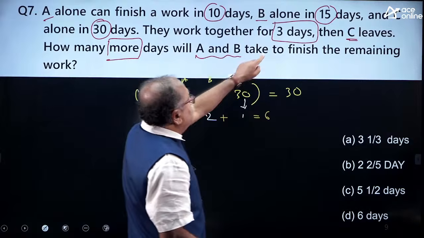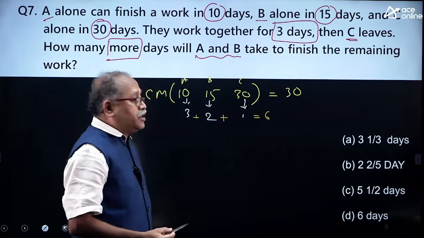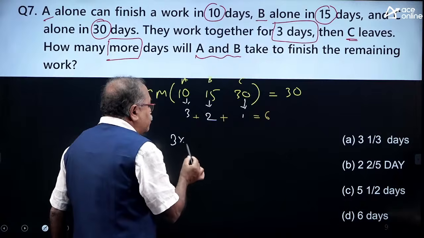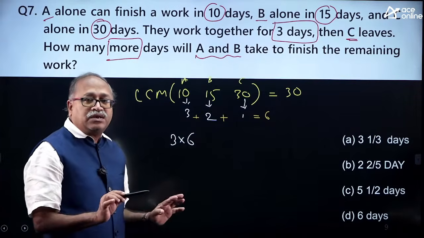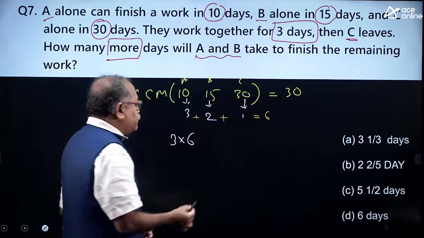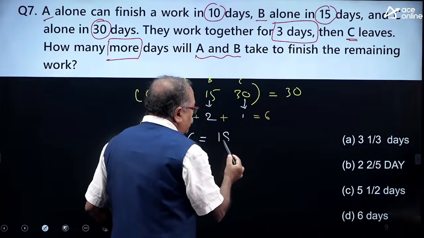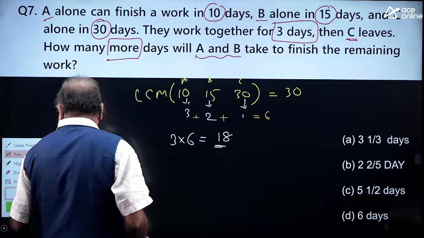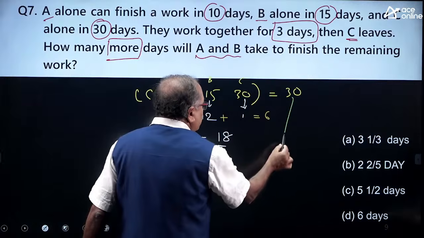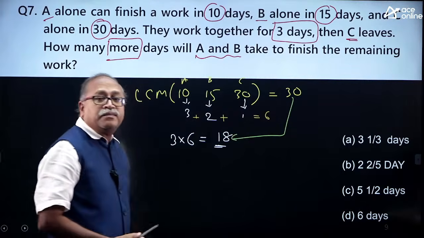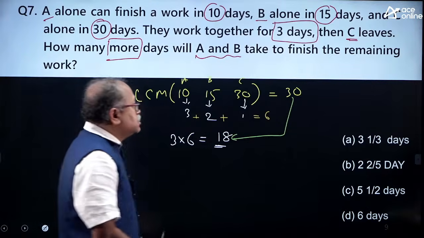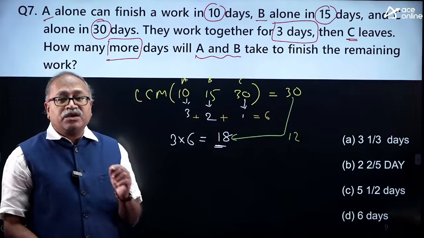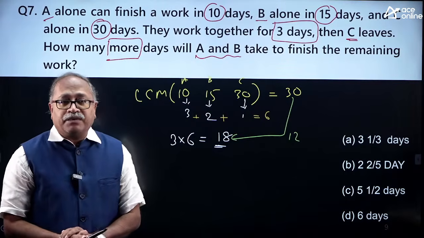Now here they worked together for 3 days. So how many units might have been completed? 3 into 6. I am not writing the things in detail, the way we write in the exam, I am writing that way. So 18 units are over. Then how many units are left? 30 units was there, 18 units are completed in the first 3 days. That means the remaining 12 units are there, which have to be completed by A and B.